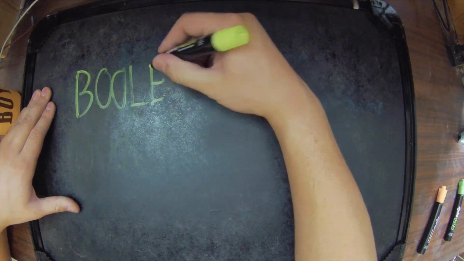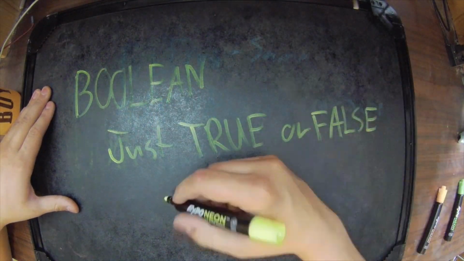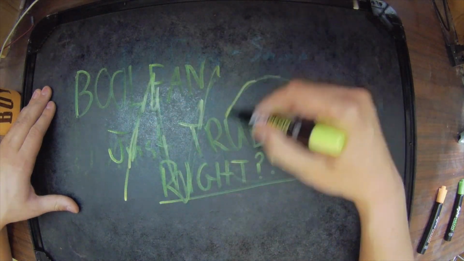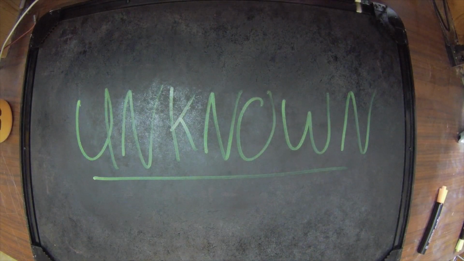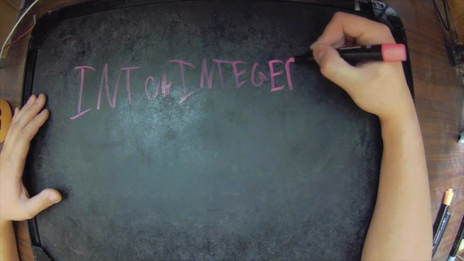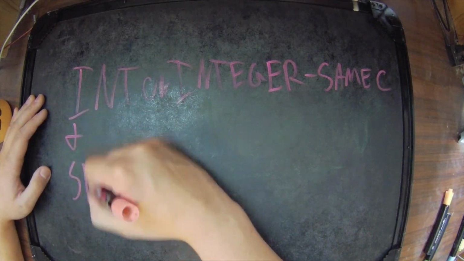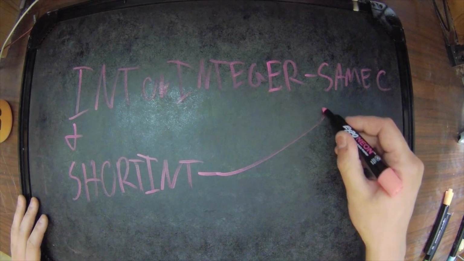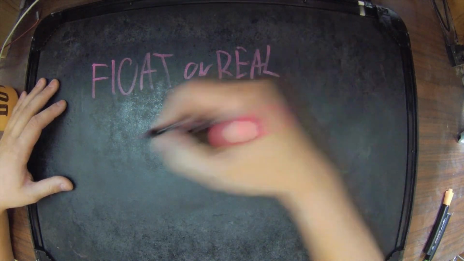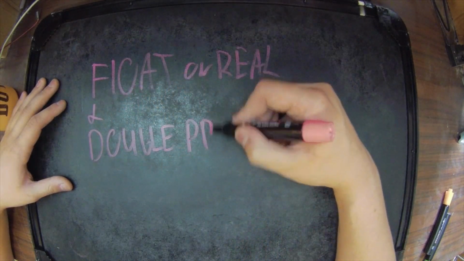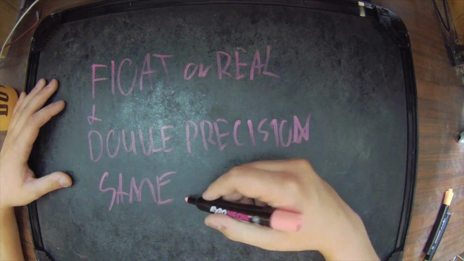And then there's boolean, which we all know is just true and false, right? Well, no, because there's also unknown. So just be mindful when you're doing Boolean expressions. Int and integer is exactly what you'd expect, the same as in C, as well as short int, which is just using less bits to express a number. This is also the same for float or real, as well as double precision to get those more precise numbers.